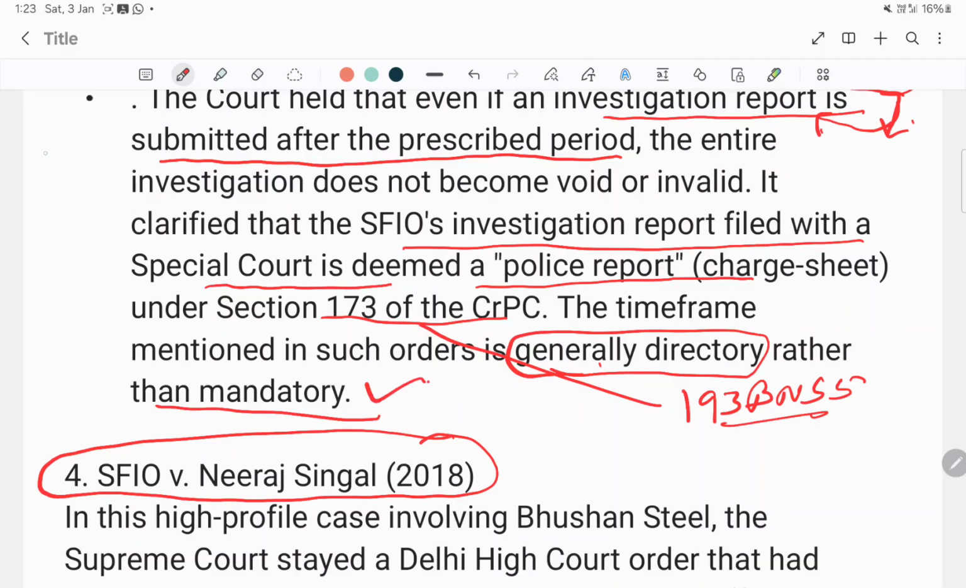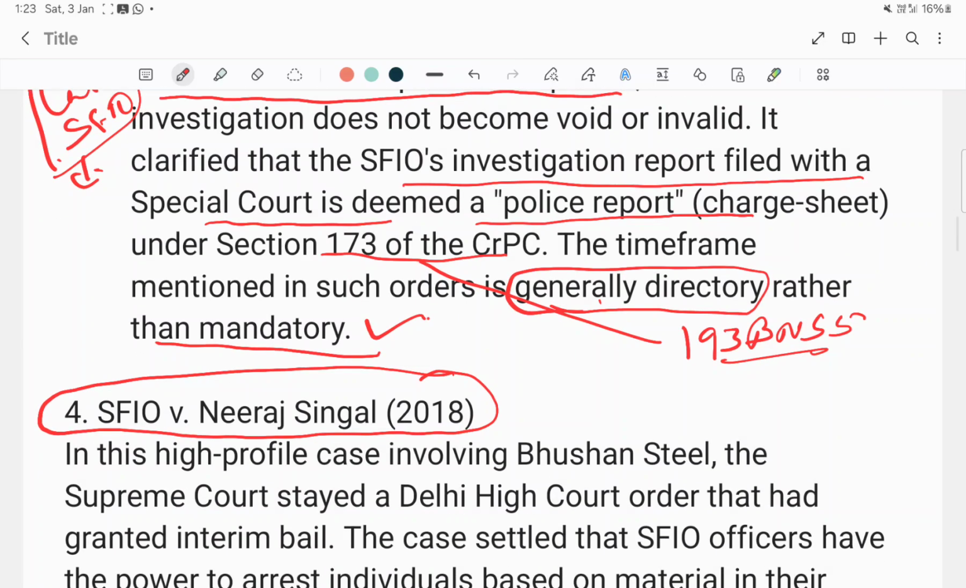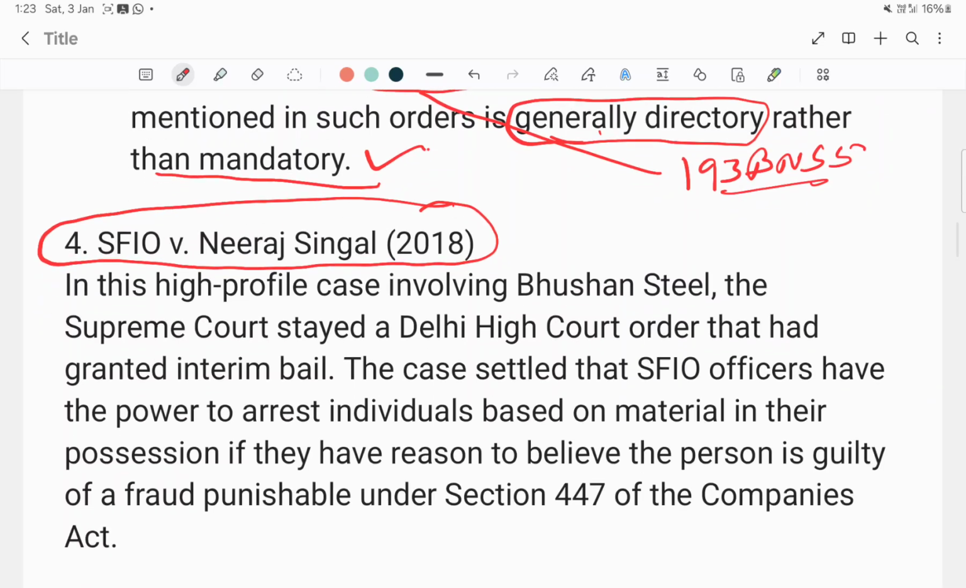Sometimes the central government asks SFIO to file a charge sheet before them. So if SFIO is investigating some matter with regard to the Companies Act, then they have to file an interim report to the central government. Thereafter, a full-fledged police report goes before the central government, and then the central government takes the opinion of legal experts. Only then can they ask the SFIO to file the same with the special court. That is the procedure given under the Companies Act.